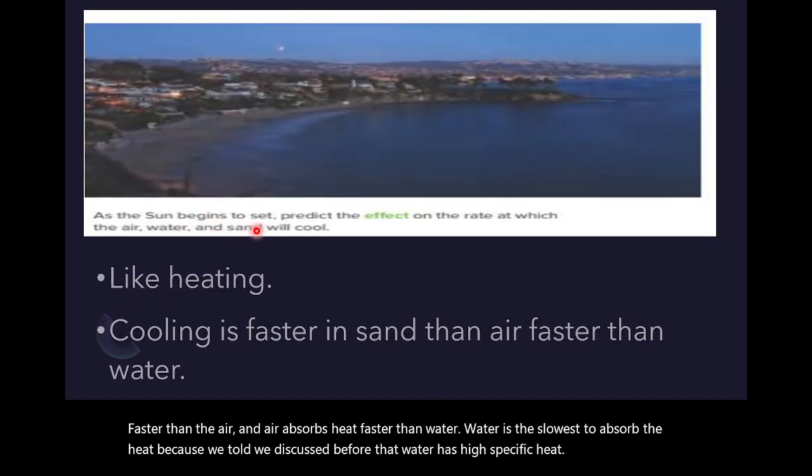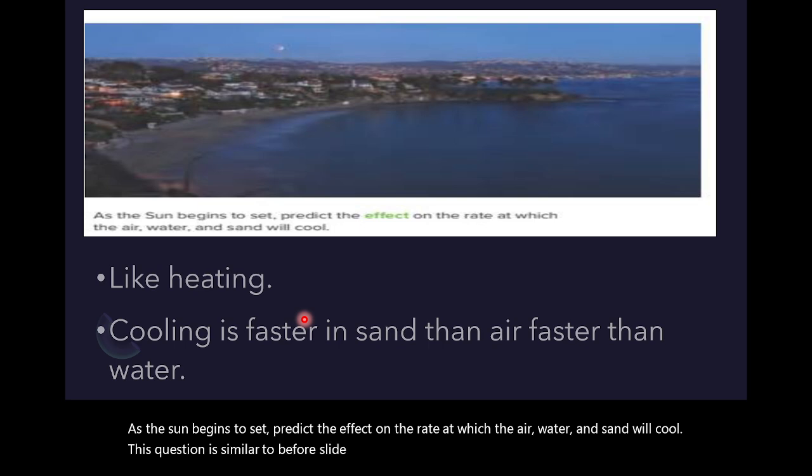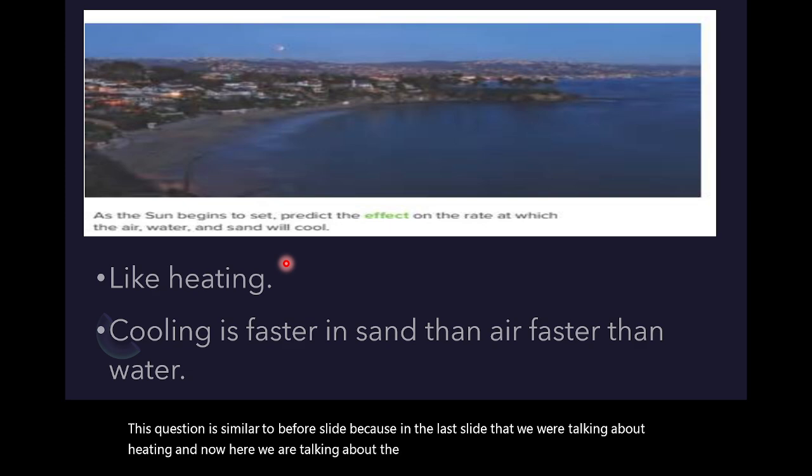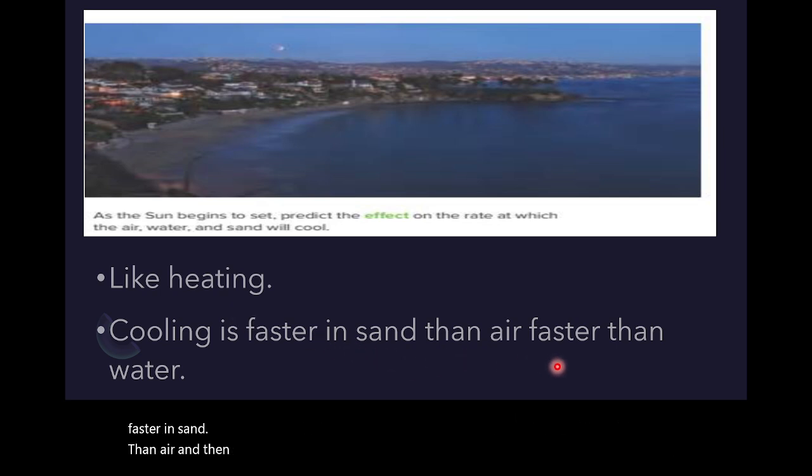As the sun begins to set, predict the effect on the rate at which the air, water, and sand will cool. This question is similar to the previous slide, because in the last slide we were talking about heating, and now we are talking about cooling. So cooling, like heating, is faster in sand than air and than water.